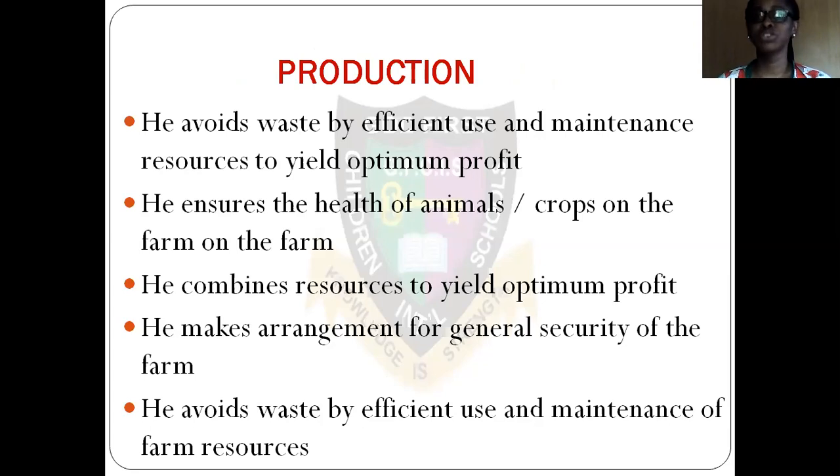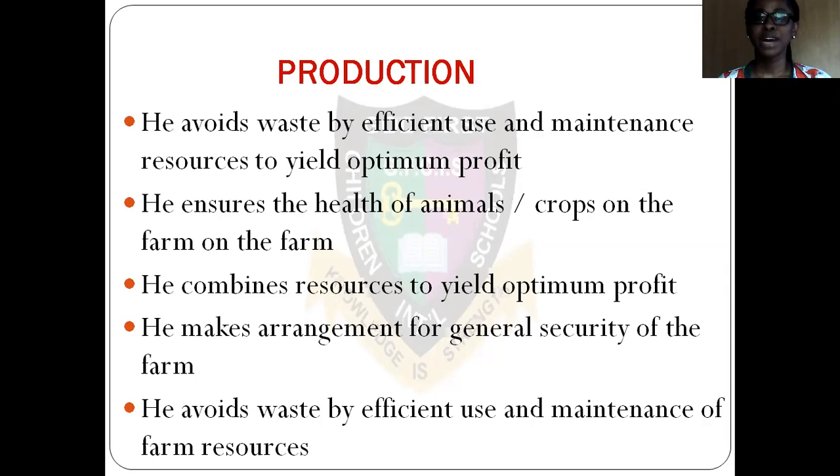Production is another function of a farm manager. One, he avoids waste by efficient use and maintenance of resources to yield optimal profits. And two, he ensures the health of animals or crops on the farm. He makes sure that the crops are healthy and the animals are healthy.